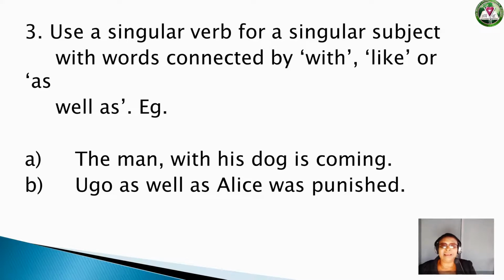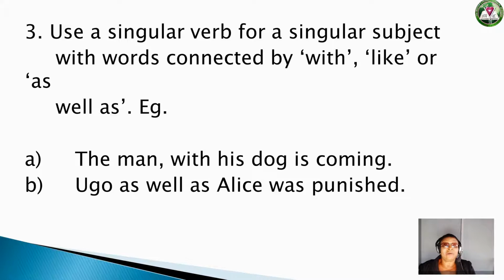A. The man with his dog is coming. B. Ugo, as well as Alice, was punished.